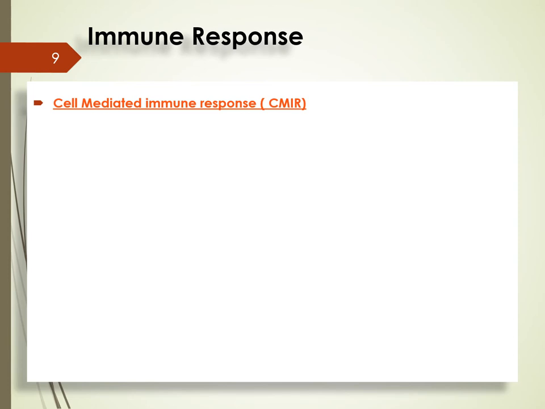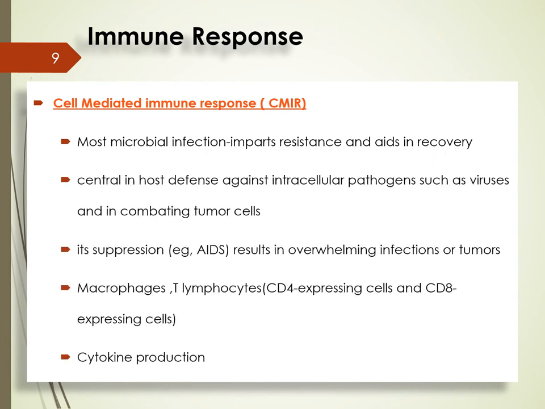So we have the different types of immune response. We have your cell-mediated immune response, which is important in microbial infection, partial resistance, and aging recovery. Your cell-mediated immune response is centered in host defense against intracellular pathogens like viruses and tumor cells. The suppression of your cell-mediated immune response in cases of HIV/AIDS results in overwhelming infections or tumor formations. The cells that take part in here would be your macrophages and your T lymphocytes, which have your CD4 expressing cells and your CD8 expressing cells. Your cell-mediated immune response involves cytokine production.